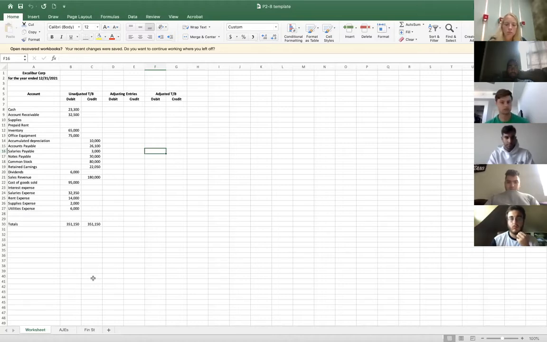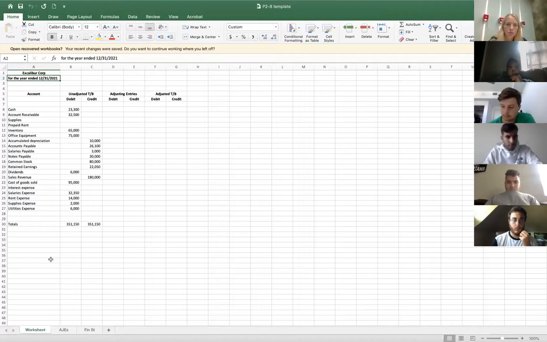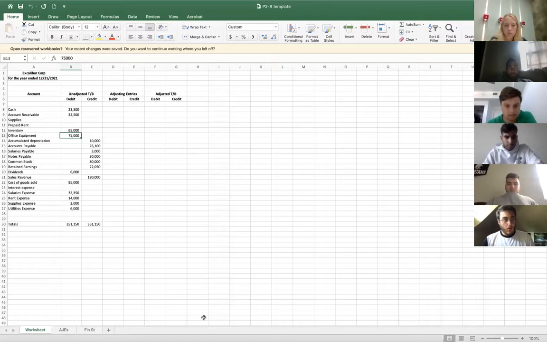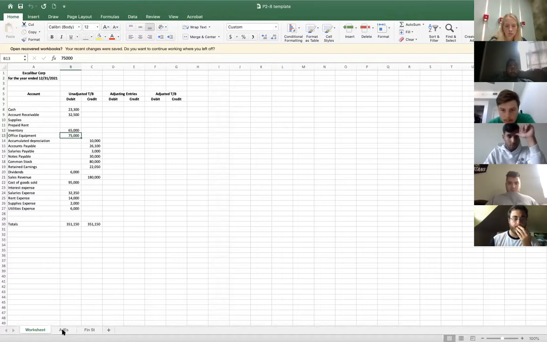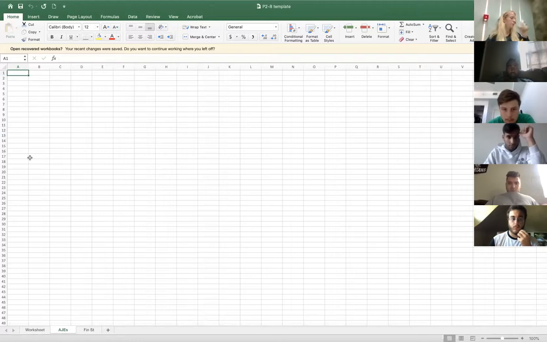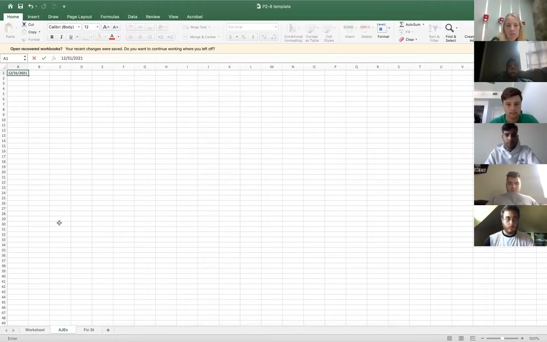And we need to do adjusting journal entries. This is as of December 31st, 2021. And the first thing that it tells us is that the $75,000 of office equipment was purchased in 2019 and is being depreciated using straight line over a 10-year useful life. So do you see I've got the worksheet AJEs? Let's go over to the worksheet and do our adjusting entries. They're all going to be December 31st of 2021.